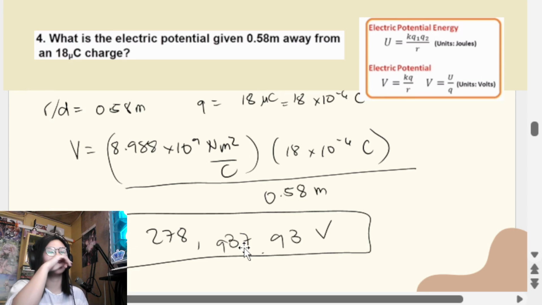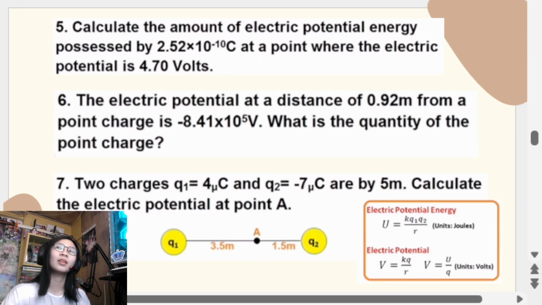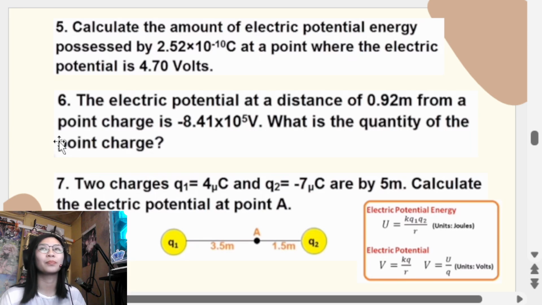It can reach that big. Okay? So this is electricity, which is why it can have bigger potentials. Now we have here 5, 6, 7. But 5 and 6 need a little derivation.